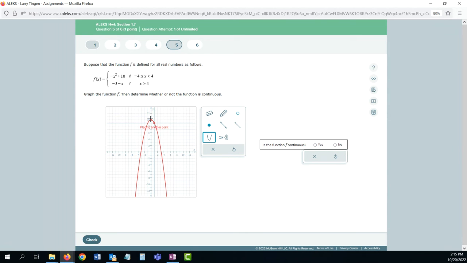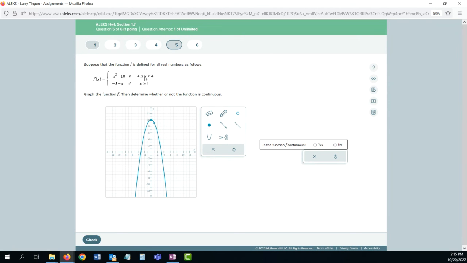What about when x is 1? When x is 1, that's negative 1 plus 10, which is 9, which should be right there. And now I have my parabola. Okay? Now, when do I start and stop paying attention to it?